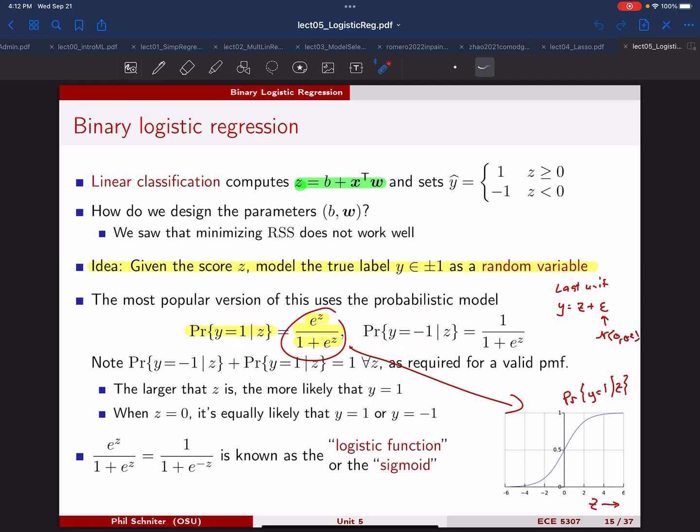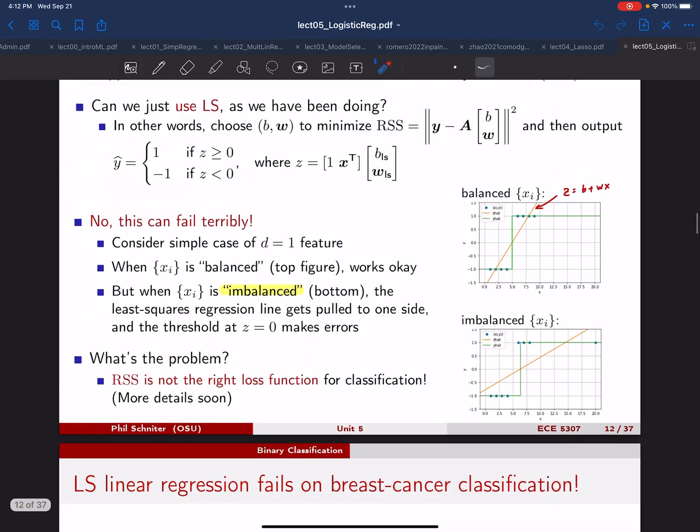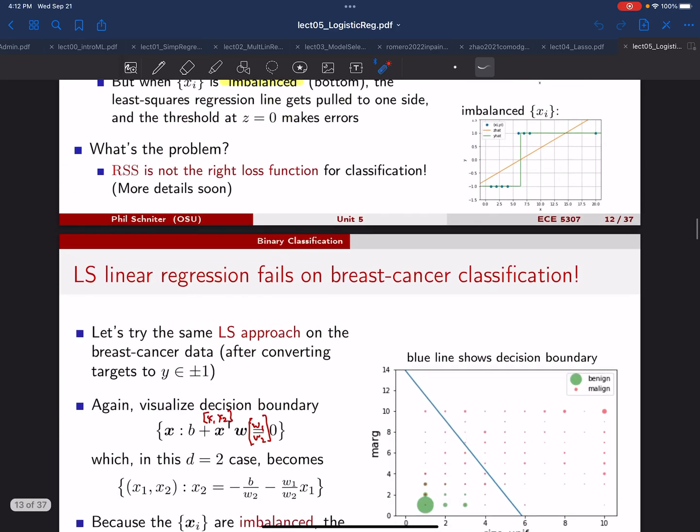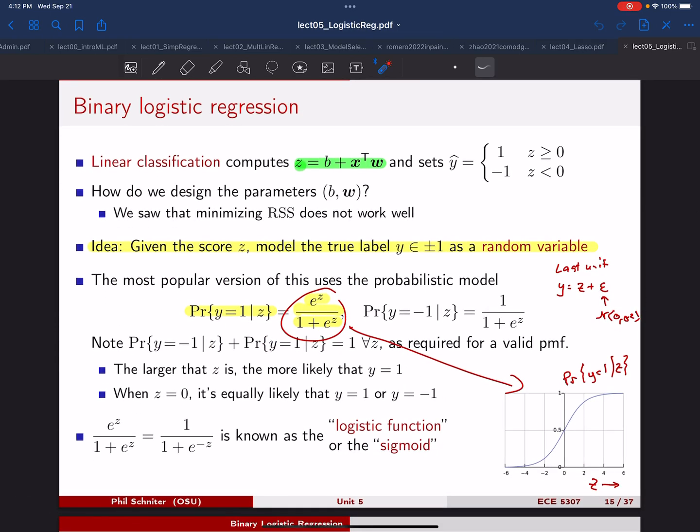So all we're doing here is, for this case where we have one of two binary labels, we saw earlier that if we use least squares, there are issues with imbalanced data sets. So rather than doing that, we're going to think of a different probabilistic model, and that's what we were focusing on last time. It's one based on the sigmoid.